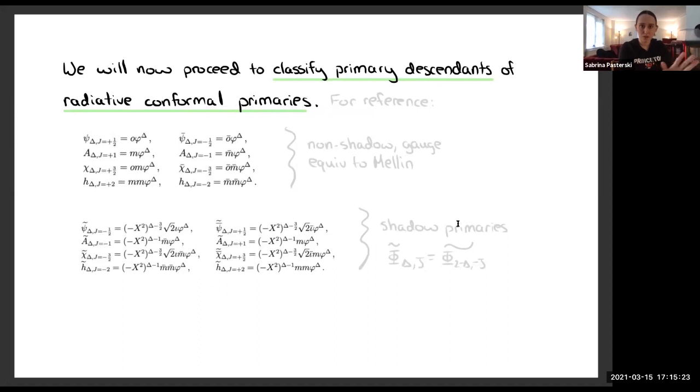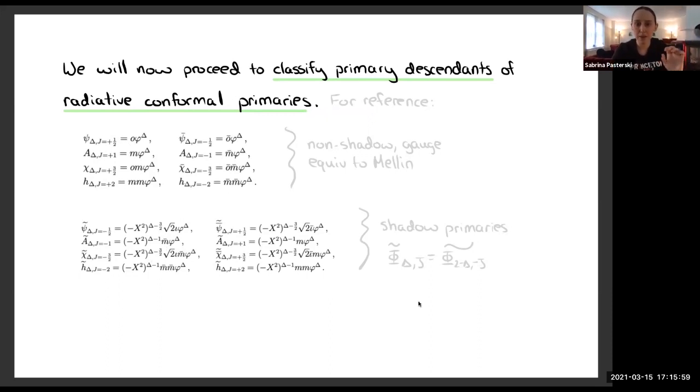In the next part of my talk, I'm going to try to classify the primary descendants of the radiative conformal primaries. With the last couple of slides on the tetrad and the spin frame, I can now write down in a very simple way all of the different bulk spin wave functions for these. Basically, tensor products of M and the spin frame objects give me all the radiative modes, and I can continue this for any half-integer value of the spin. This is all the massless case, and the same holds for the shadow modes.